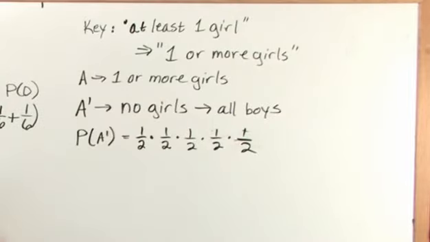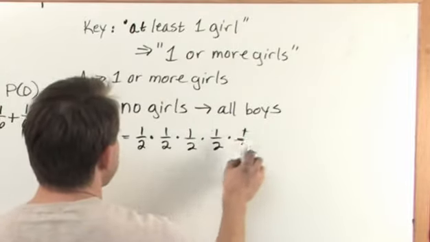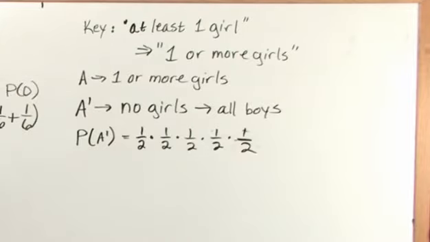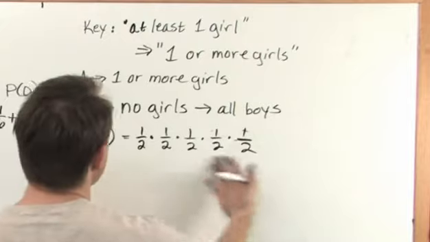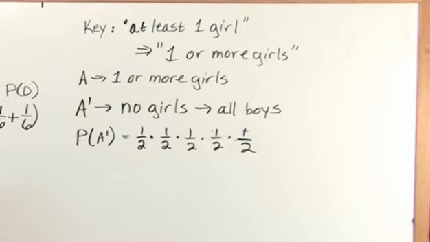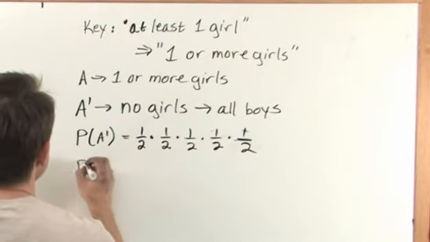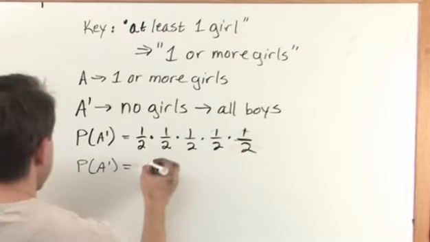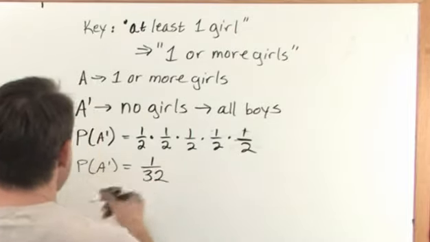So I have the first kid, second kid, third kid, fourth kid, fifth kid. Each time the probability of getting a boy is 1/2. So the total probability of getting all boys is very low. The probability of A prime, when you multiply all this out, is going to equal 1/32.